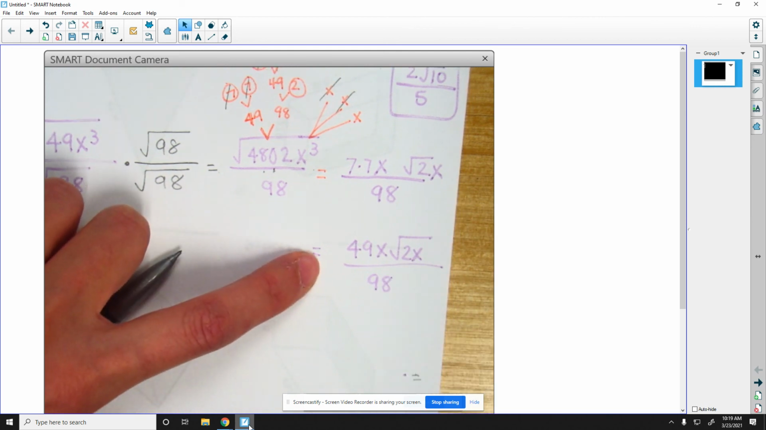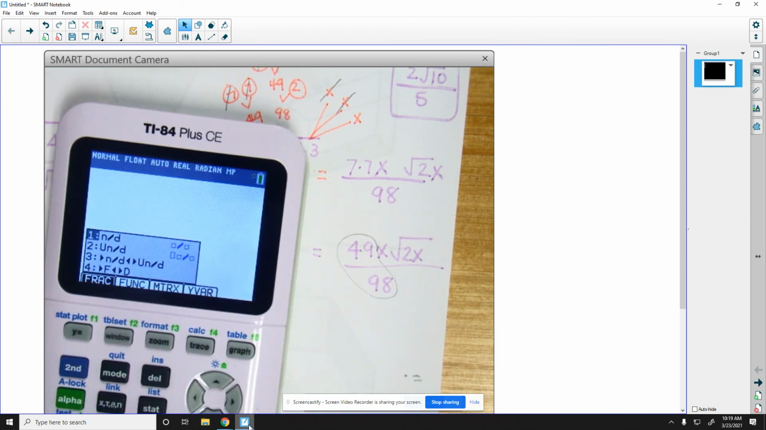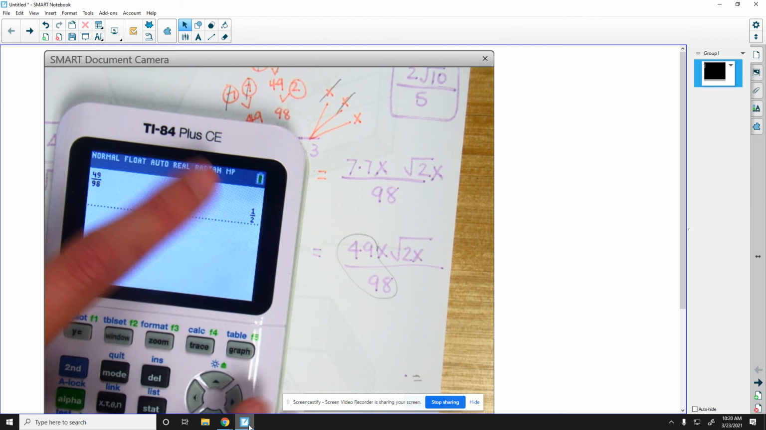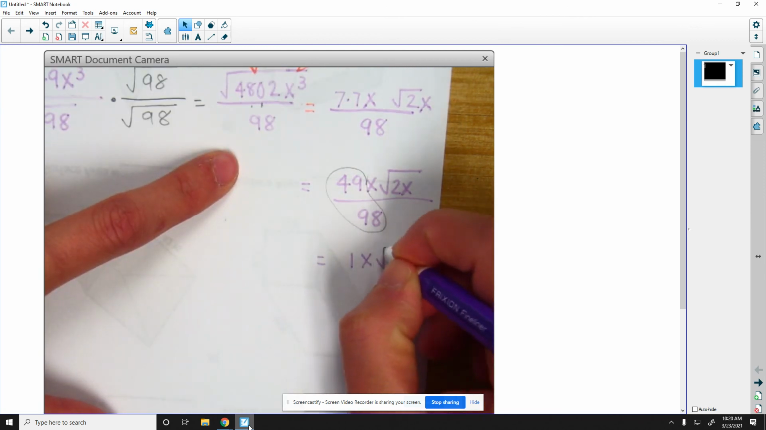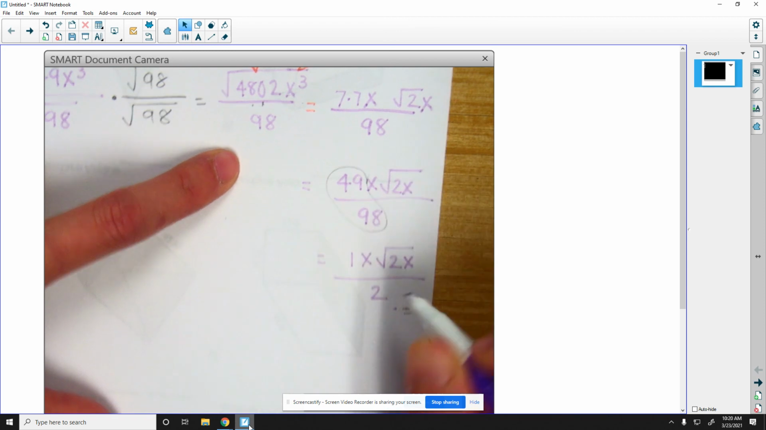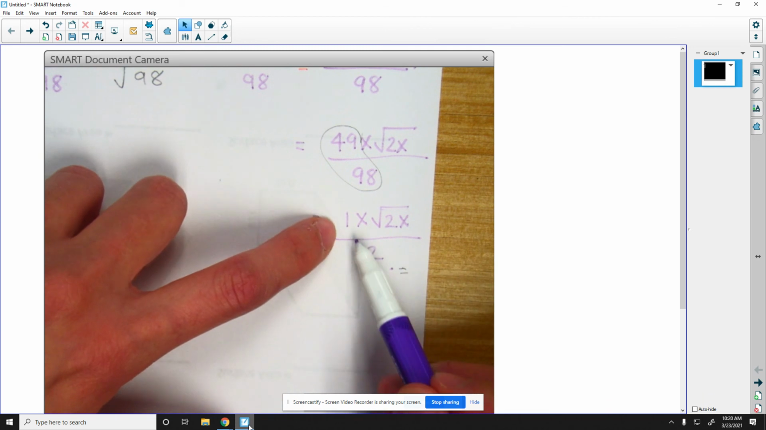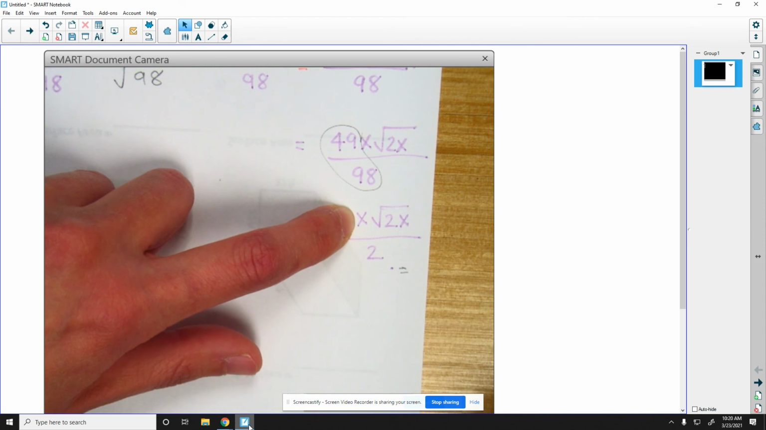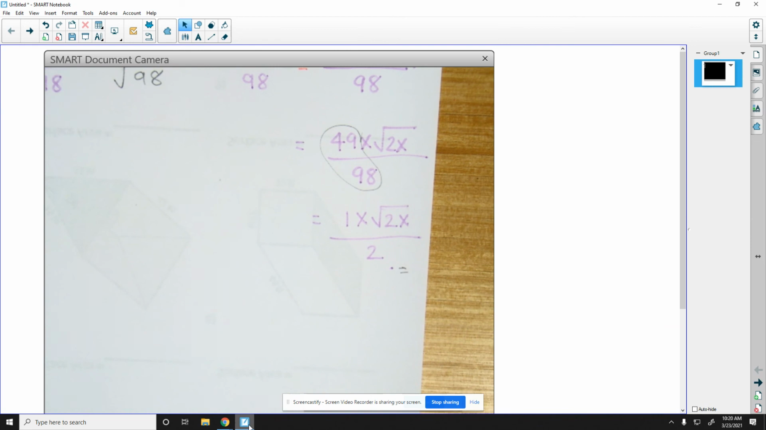But before you do anything, see if the 49 and the 98 can be simplified. So 49 over 98 is just 1/2. So then I have 1x radical 2x over 2, because 49 over 98 is just 1/2. And then as Jack had asked in IXL, should I write the 1? Honestly, I don't know. Maybe you just write x radical 2x over 2. But if you had the 1 there, like mathematically, it means the same thing.